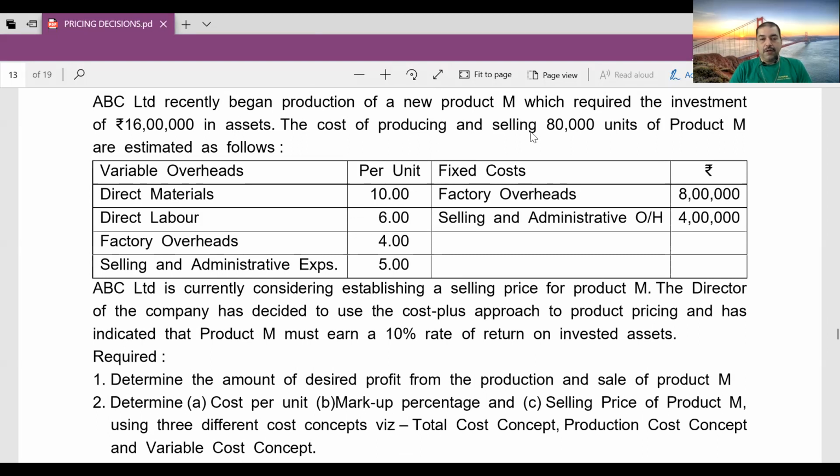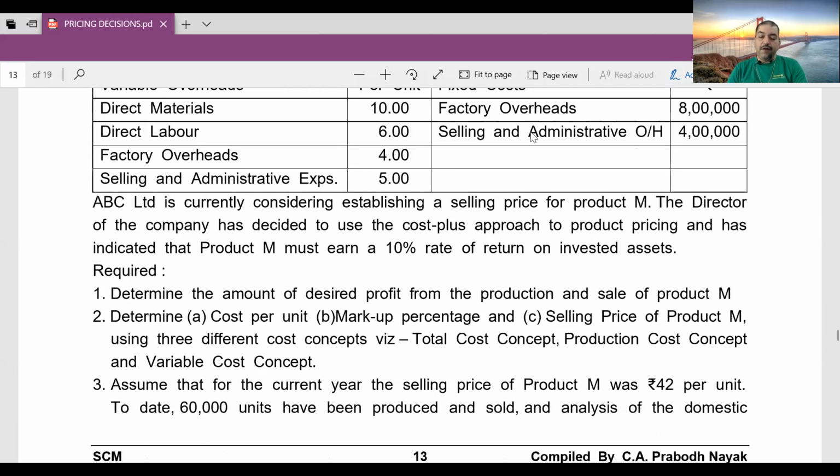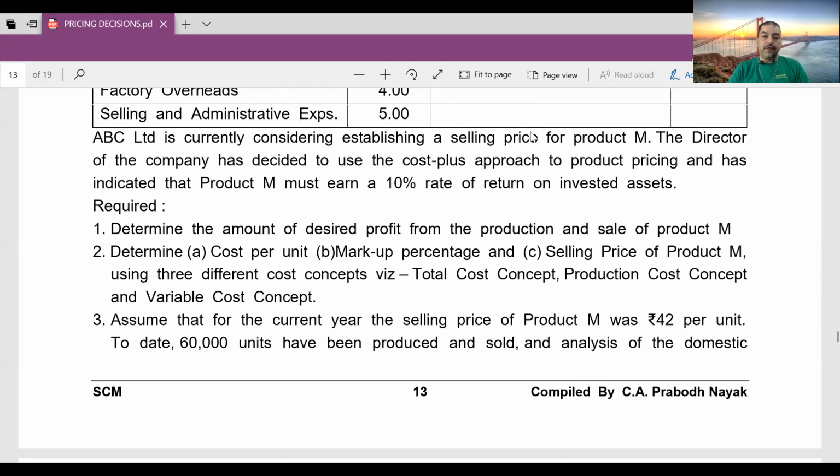You are given on the left hand side the variable overheads per unit: direct material, direct labor, factory overheads, selling and administrative overheads. On the right hand side, you are given the fixed cost made up of factory overheads and selling and administrative overheads. ABC Limited is currently considering establishing a selling price for product M, and the director of the company has decided to use the cost plus approach.